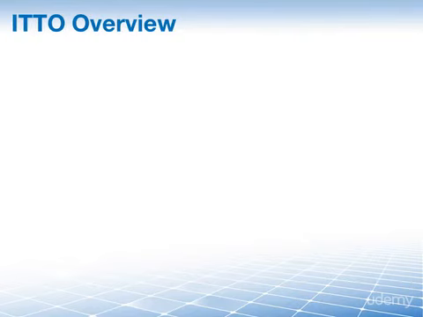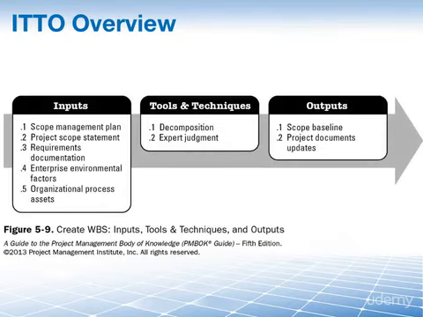You will notice here on the ITTO overview that there are a lot more inputs for this process than there are tools and techniques or outputs. That is because this process takes a lot of what we already know, such as the scope management plan and the project scope statement, and uses two techniques, decomposition and expert judgment, to create our two outputs of the scope baseline and the project document updates.